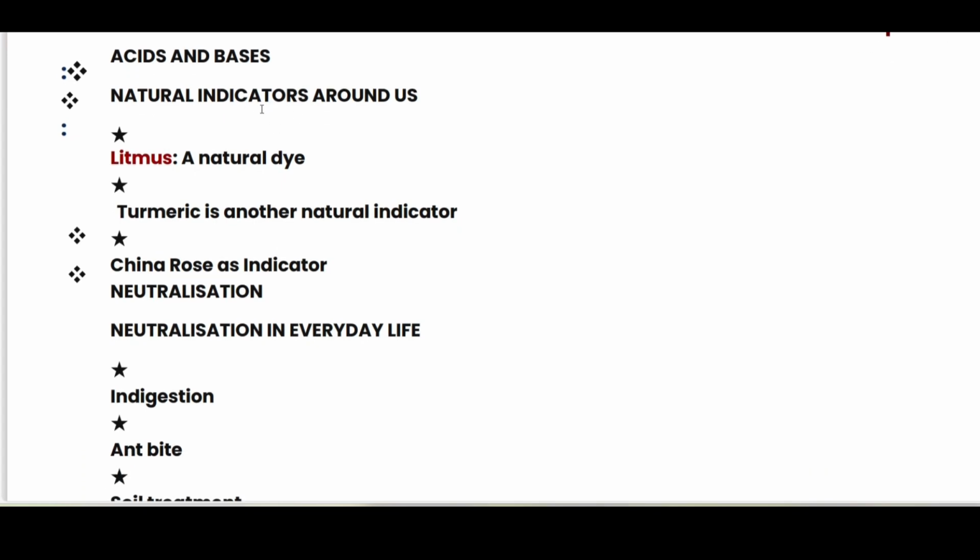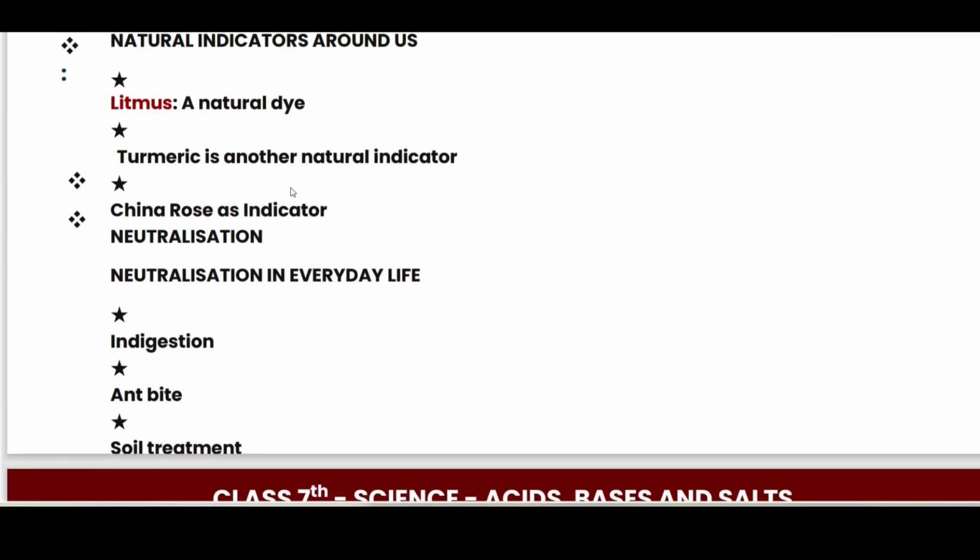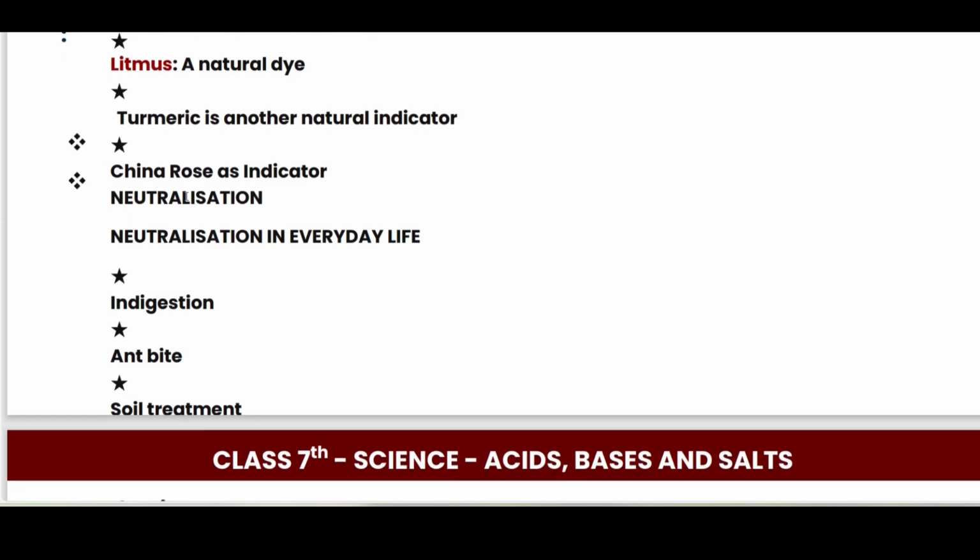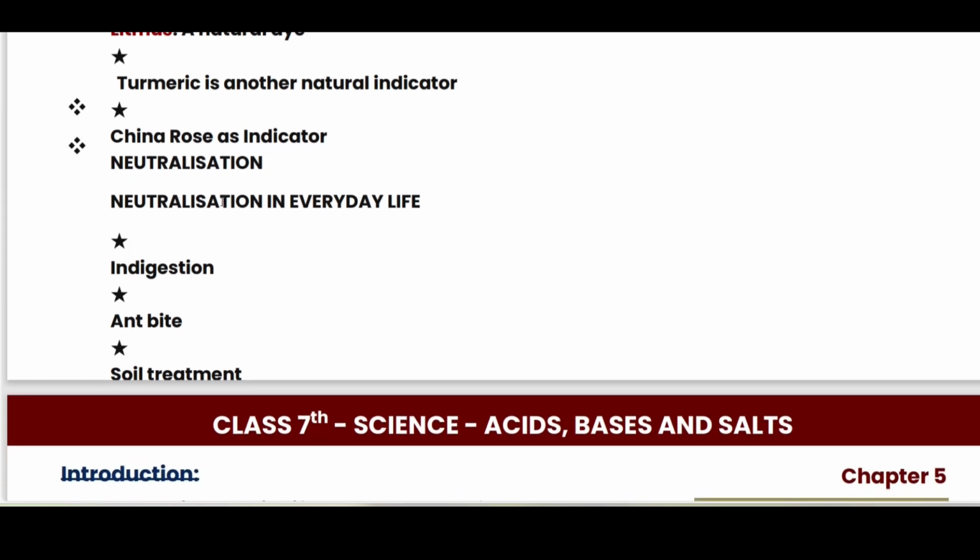In natural indicators, we will deal with litmus, which is a natural dye. Turmeric, we can say it is another indicator. China rose, it's a natural indicator. We will deal with neutralization. What is neutralization? We will understand the definition and how neutralization helps us in everyday life, where we can see the neutralization reaction occur in our daily life.